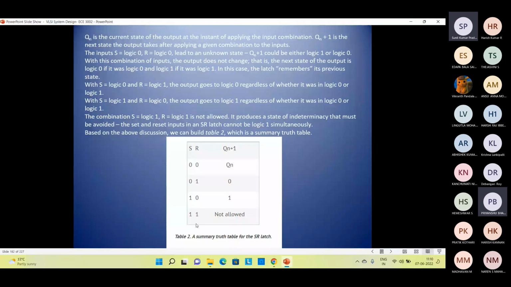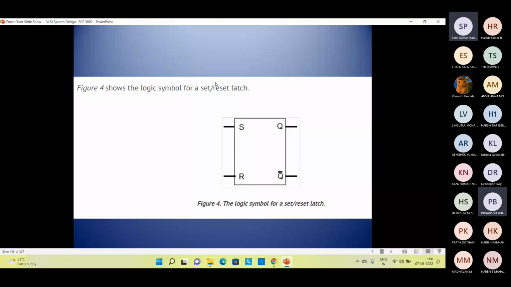Okay, this is not allowed because it produces a state of indeterminacy, and that must be avoided, and the set and reset inputs in the SR latch cannot be logic 1 simultaneously. Okay, and this is the summary of the truth table of the SR latch. So this is the logic symbol for the set reset latch.